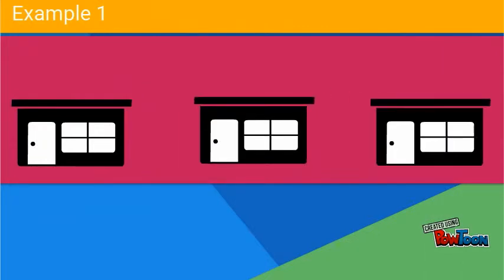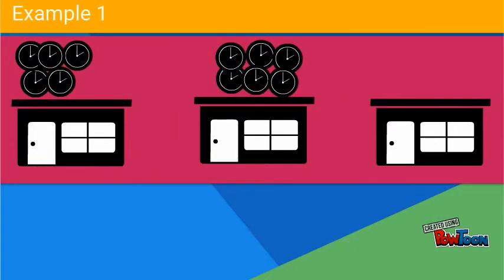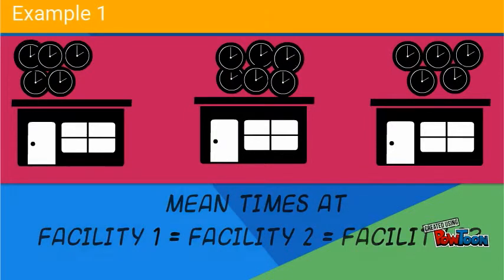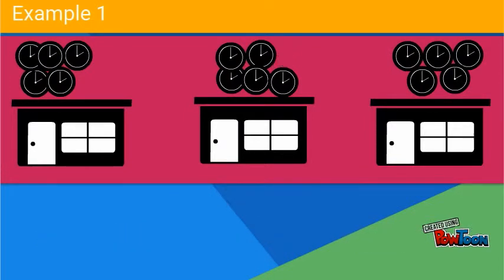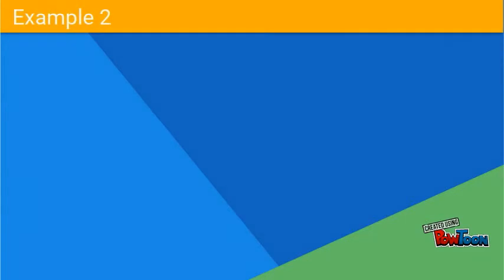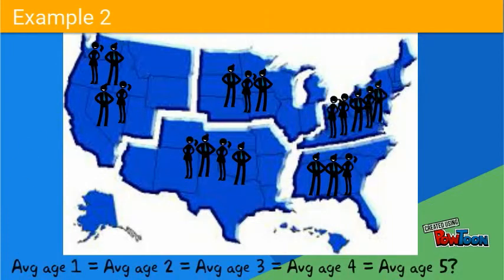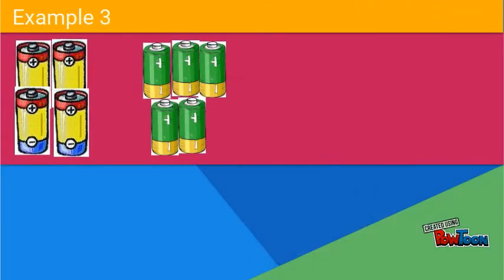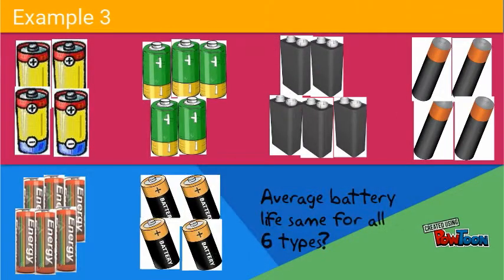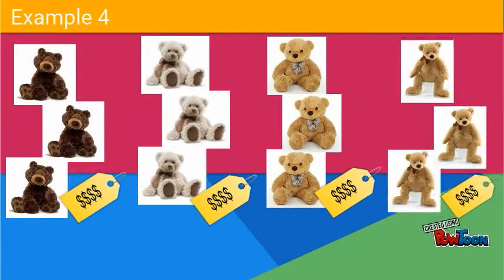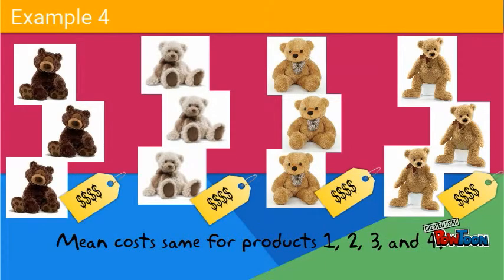Number 1. Is there evidence that the mean time to process orders is the same for 3 different facilities? Number 2. A company wants to determine if the average age of customers in 5 regions is the same. Number 3. Is the mean battery life the same for all 6 brands of batteries? Number 4. Are there differences in the average costs of 4 similar products?